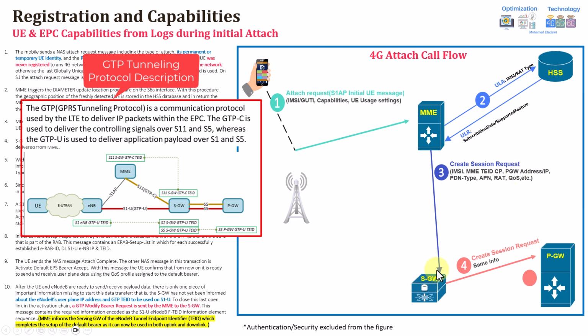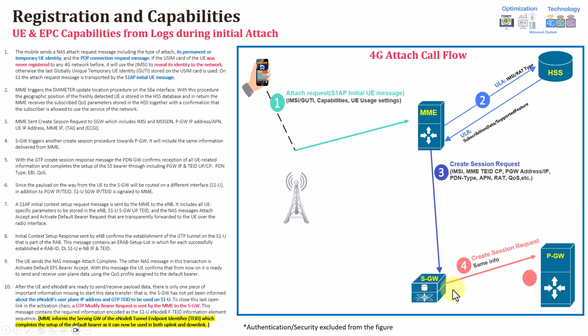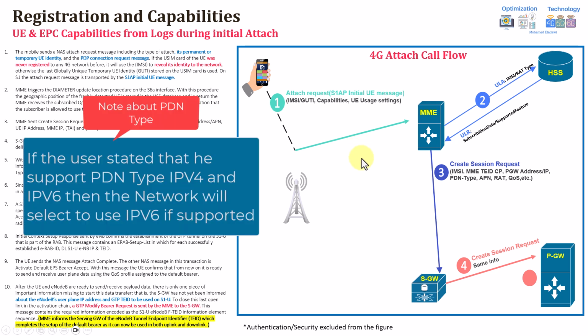And it is also telling the serving gateway the PGW IP address, to make sure that the serving gateway forwards this create session request to the correct PGW. And also the PDN type, which is sent in the attach message. The PDN type is just the user telling them that I'm supporting, for example, IP version 4 or IP version 6. If the user supports both of them and the network supports IP version 6, the user will select IP version 6.